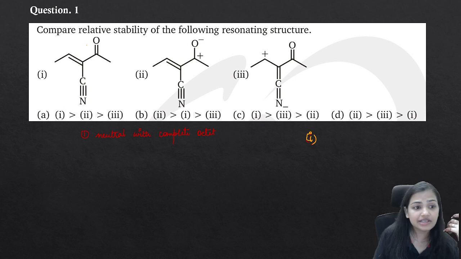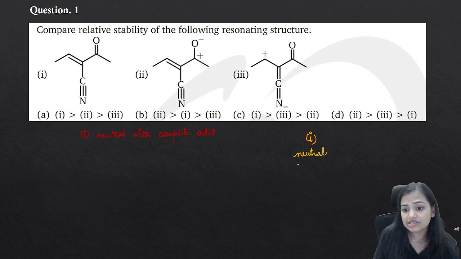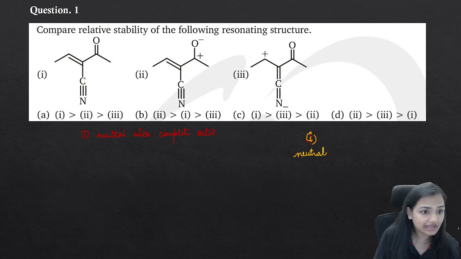Okay, so if you see structure number 1, we can say that structure number 1 has to be more stable because it's neutral, and I hope its octet is also complete, right? The carbon has 4 valence shell electrons, and it is also forming 1, 2, 3, 4 bonds. So 4 plus 4 is going to be 8. Nitrogen has 5 valence shell electrons, and 3 are undergoing sharing. So 5 plus 3 is 8.